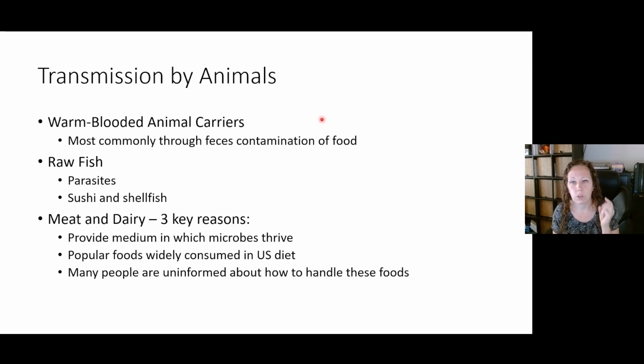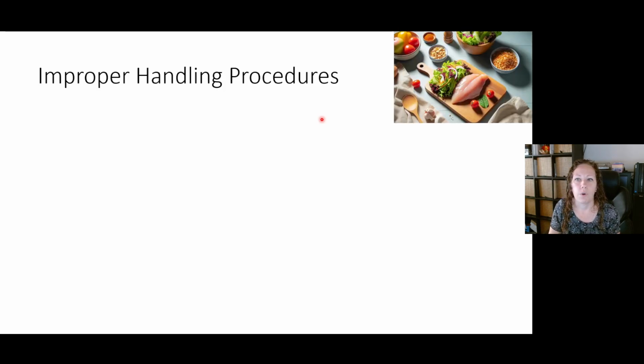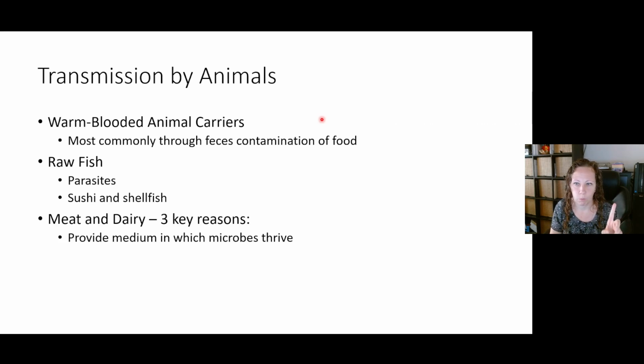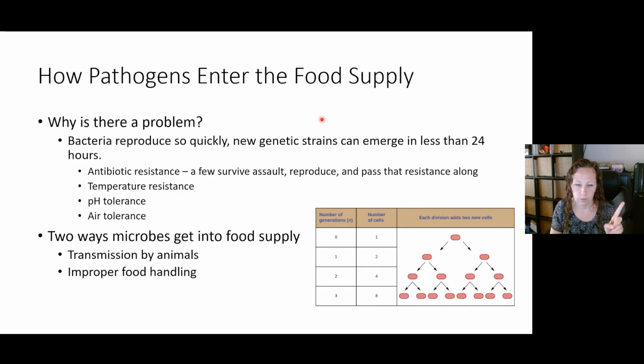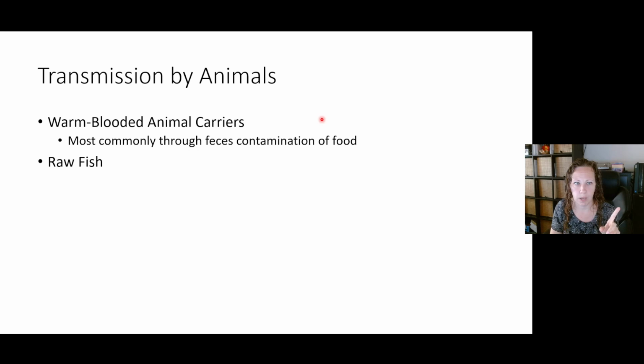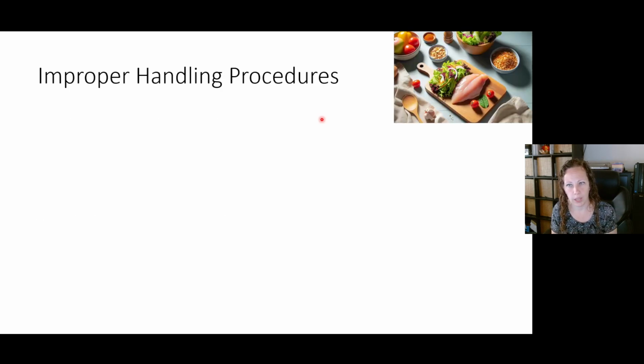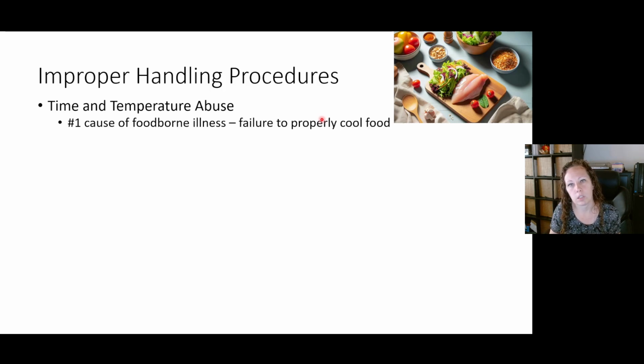So those are the three key reasons why meat and dairy products are particularly vulnerable, and a lot of food safety measures are put in place for those compared to other foods, so that they don't infect people. So, like I said, the first way that they get into the food supply is transmission by animals, and the second way is improper handling procedures. Within improper handling procedures, we have time and temperature abuse. Okay, this is the number one cause of foodborne illness: the failure to properly cool food.